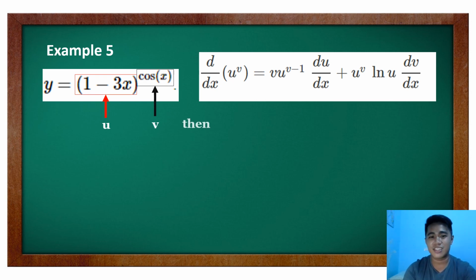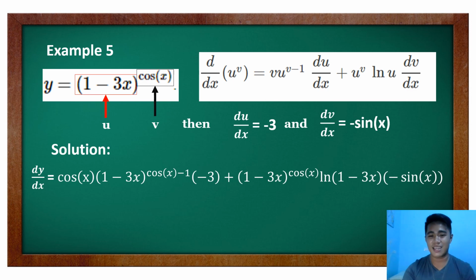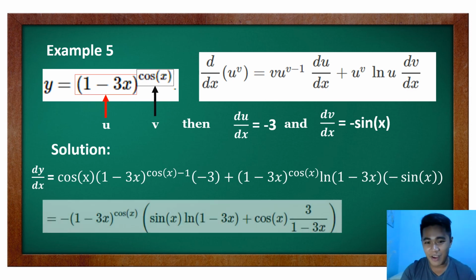So if we differentiate that, we have du over dx, that is negative 3, and then our exponent, which is cos x, if we differentiate that, we have negative sine x. Now that we have u, v, du over dx, and dv over dx, we just follow what is written in the formula, so we can have this one as our solution. If we simplify that, we can have this as our answer. So that will be our answer.